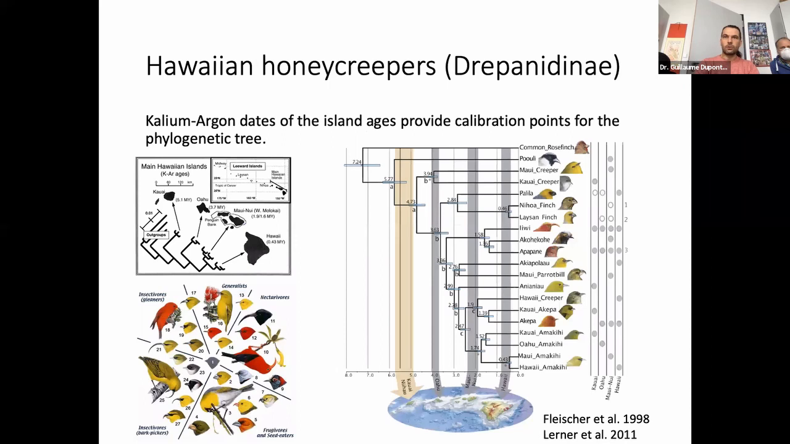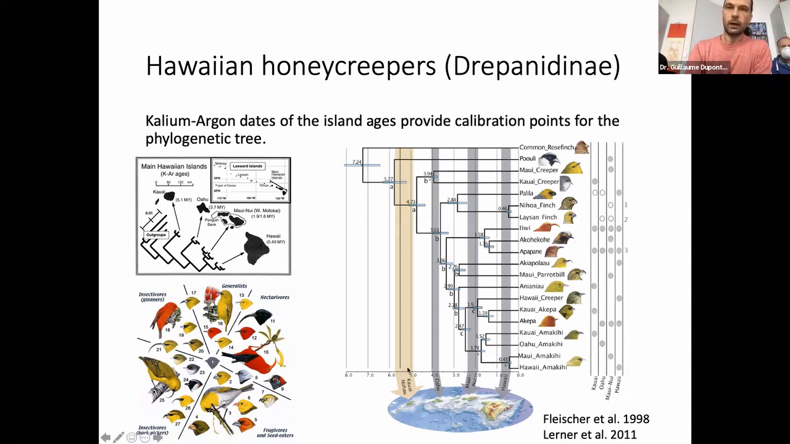So another way to calibrate a phylogenetic tree based on molecular data is, in certain cases, you can use geological dates. Here we have a group of birds, the honey creepers, which are endemic to the islands of Hawaii. Because Hawaii are volcanic islands, we can date the earliest timing when these islands had formed. So when volcanism was basically above the water. And there's this method which we will talk about, argon dating. Later we'll hear about this method.